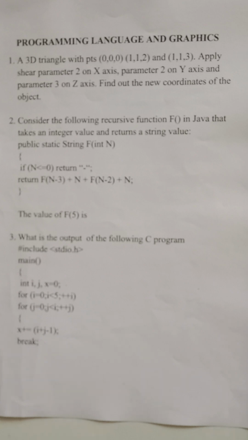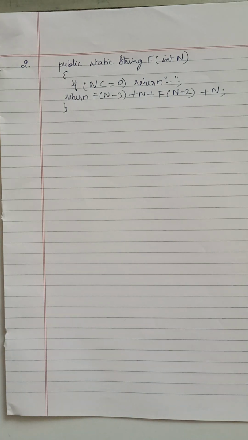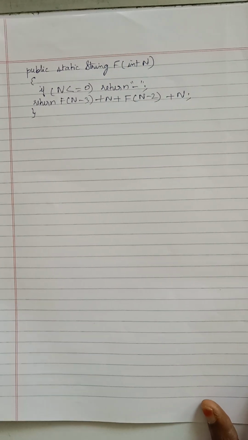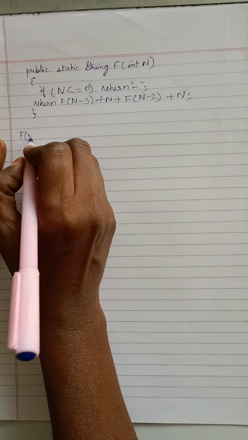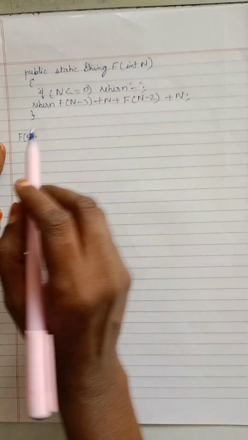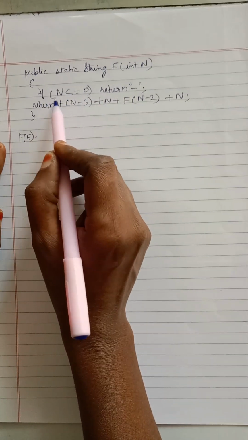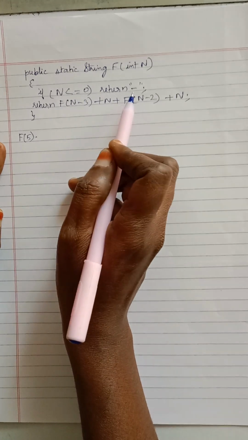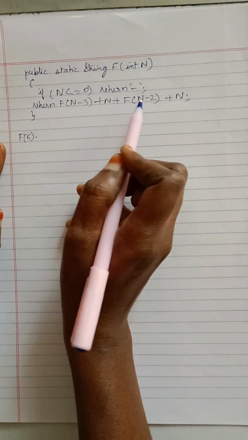So this is the problem. Now see how we can solve this one. We have written down the sum. They are asking to find out the value of f(5). So we substitute 5 for n. So 5 goes in. If n is less than or equal to 0, it is not, so we go to the otherwise part. So this value will go to start computing this line.